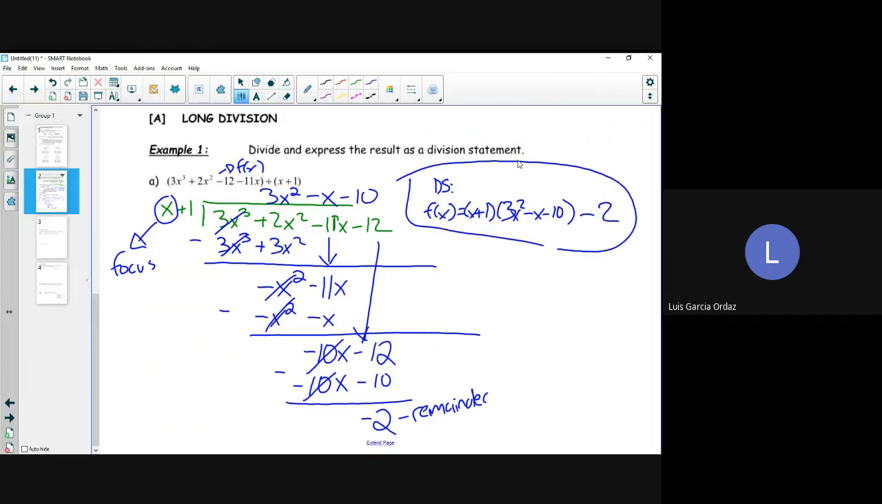What would the degree be? When you extend this, you're just going to look at f of x, our dividend, and that tells you the degree of the polynomial function. So this is the dividend. What is the highest degree of that dividend? Our degree is going to be 3 for that polynomial function, no matter what. So we just look at the dividend.